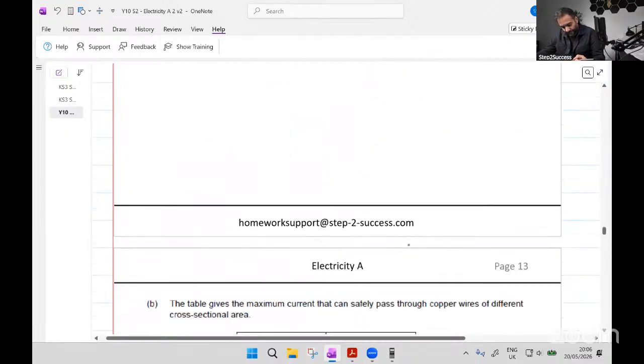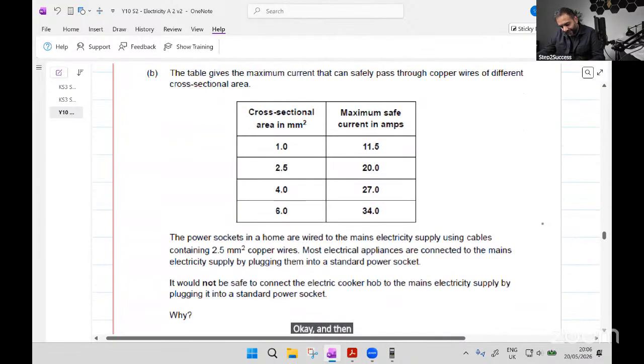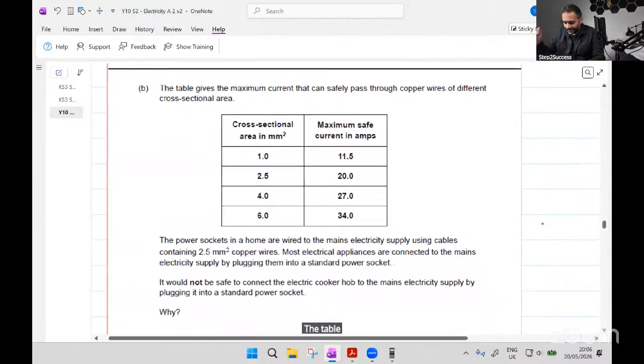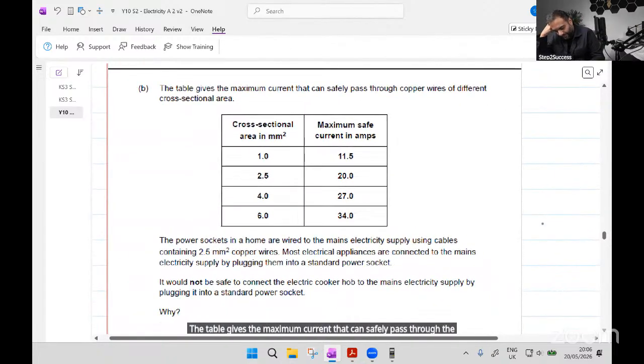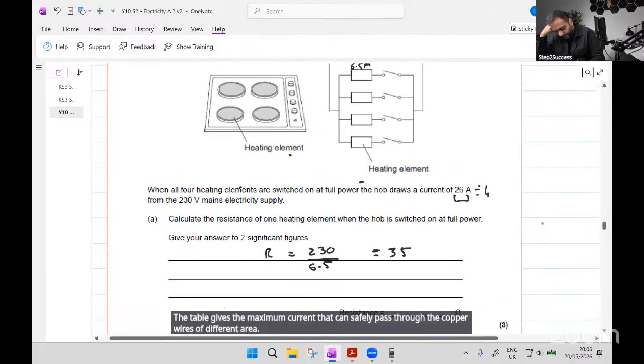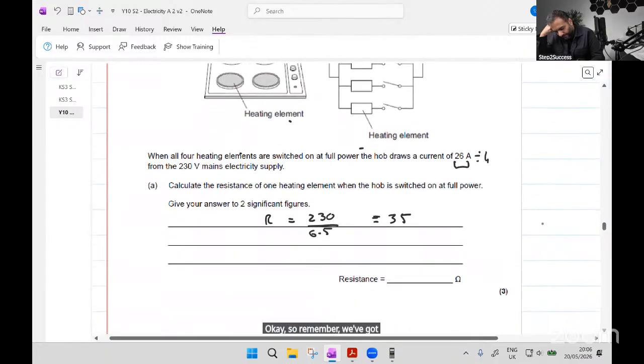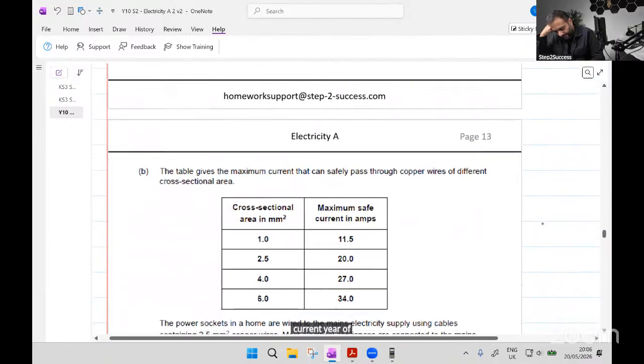Okay, and then the table gives the maximum current that can safely pass through the copper wires of different area. Okay, so remember we've got a current here of 26.